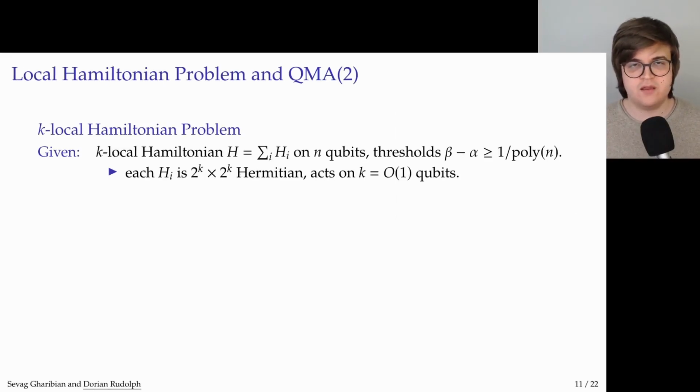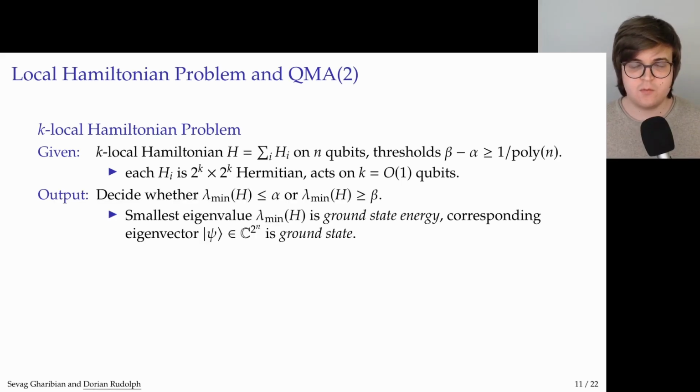Next, I will briefly define the local Hamiltonian problem. We are given a k-local Hamiltonian H on n qubits. H can be written as the sum of local terms H_i, each of which are Hermitians of size 2^k times 2^k, and only act on a subset of k qubits. We are also given thresholds alpha and beta with at least an inverse polynomial gap. The problem is now to decide whether the smallest eigenvalue of H is less than alpha or greater than beta. This is a promise problem, so if lambda min is between alpha and beta, the instance is invalid. We call lambda min the ground state energy and the corresponding eigenvector the ground state.